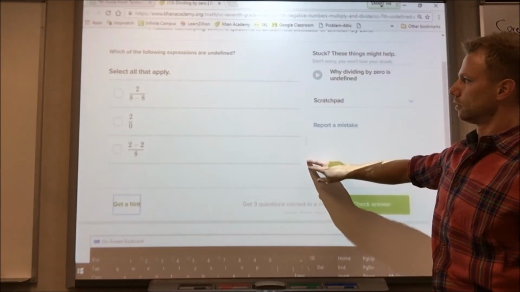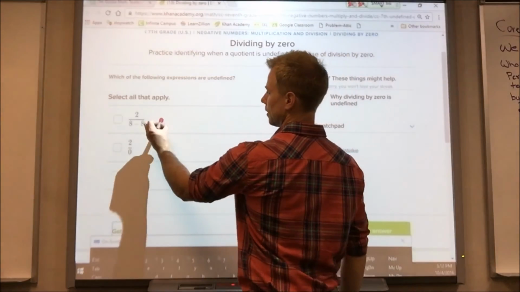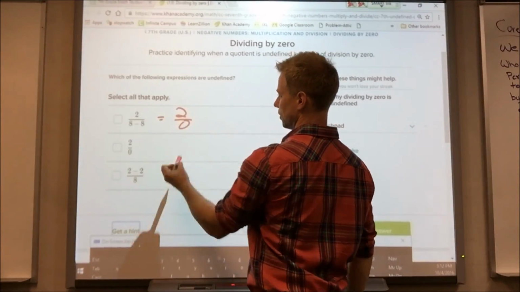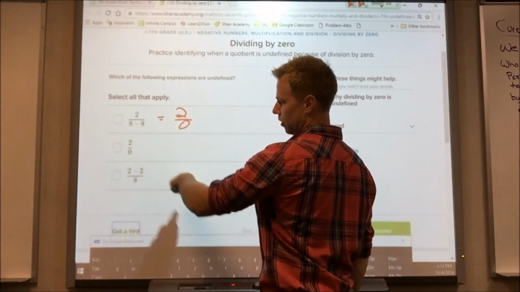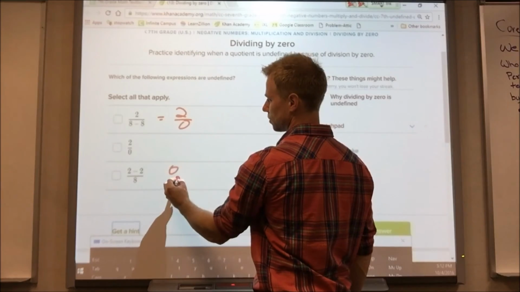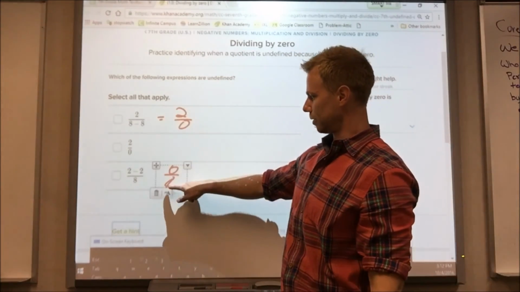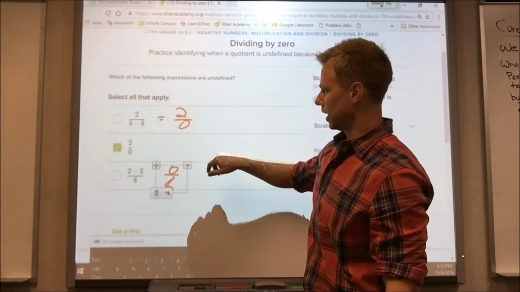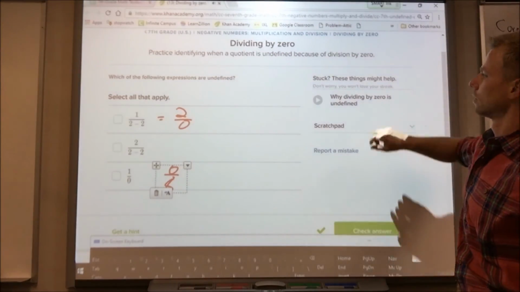Okay, another problem. We have to do a little bit of simplifying. On the bottom, 8 minus 8 is 0. We're dividing by 0. Can't do it. Here we have a 0 on the bottom. Can't divide by 0. Doesn't work. Here, 2 minus 2 is 0 over 8. You can take 0 and divide by 8, but we cannot divide by 0.